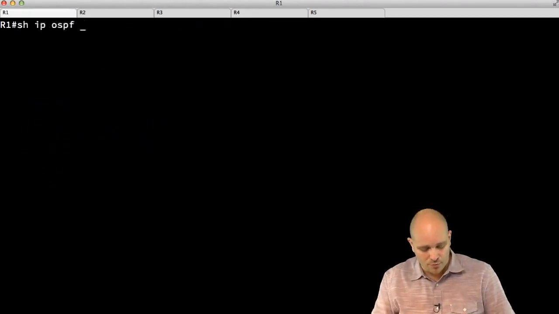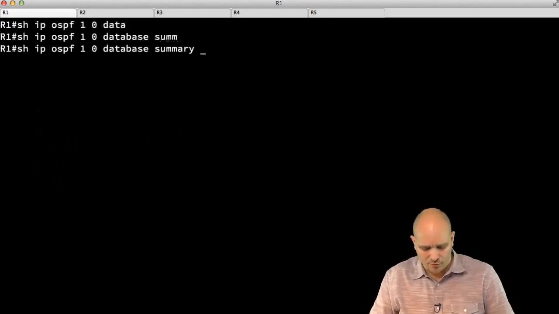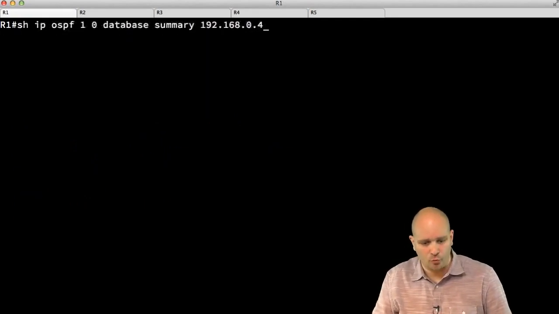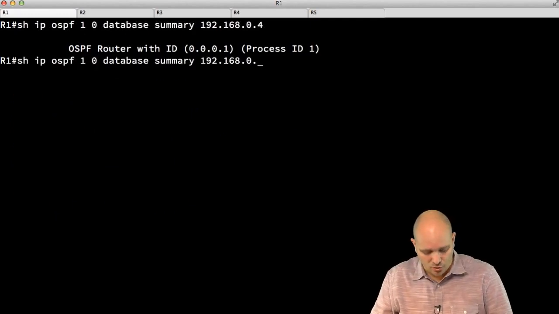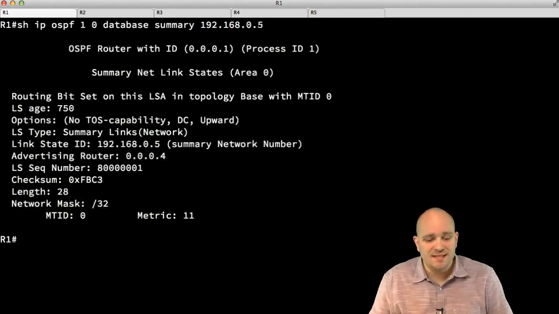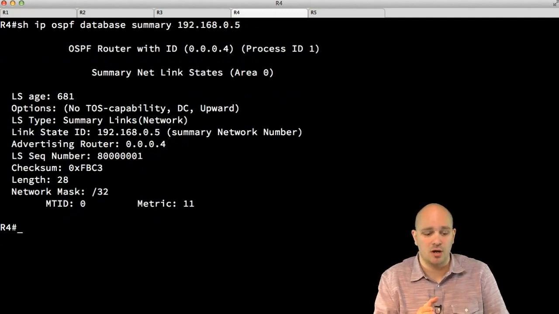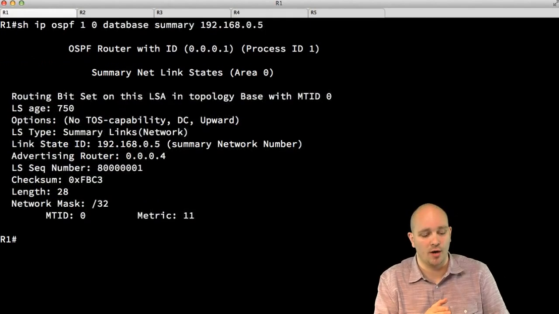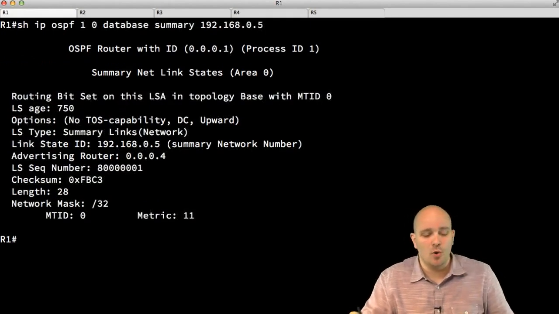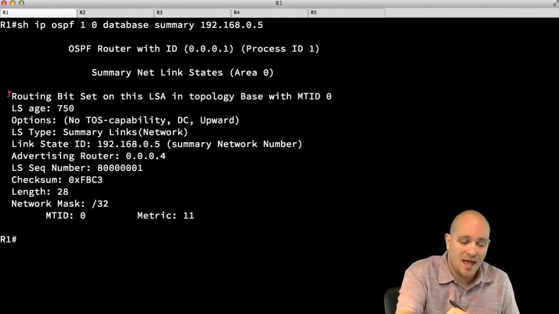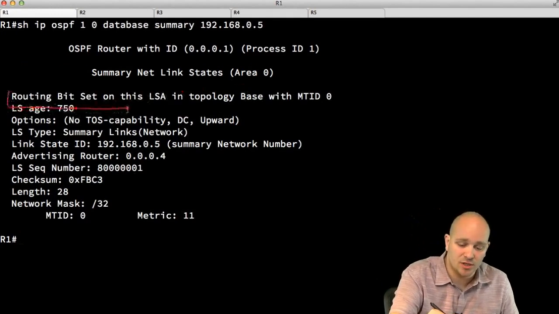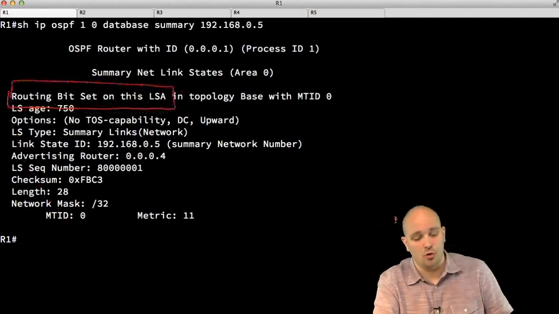So I'm going to say show IP OSPF 1.0 database summary 192.168.0.4. Sorry, 0.5. What I'm going to be seeing here is the exact same information that I had on R4. So here is the information on R4, here is the information on R1. There is going to be one significant difference though. I'm going to have this information here that says that there is a routing bit set on this LSA.